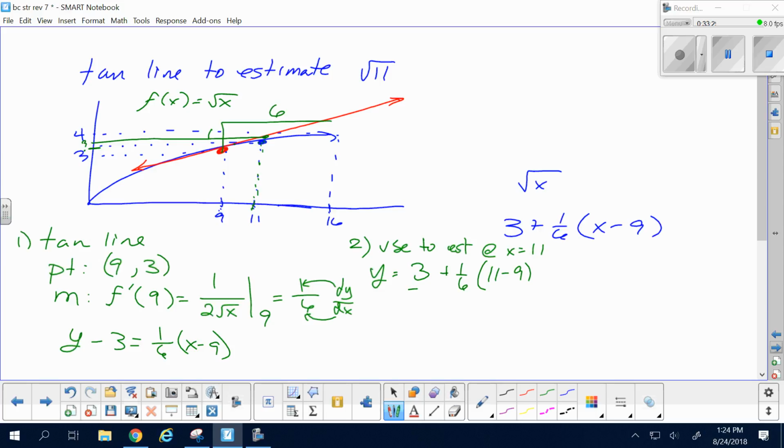It's for every 1 y, it's 6x, or vice versa. So that's what this is saying. All right, start at 3, and then change y 1 unit for every 6 change in x. But we're not changing x by 6 units. We're only changing x by 2 units. So because of that, y won't change by a full 1, it'll only change by a third. And so you get 3 1/3, and that's just delicious. All right? So that makes sense. It's a good estimate of what the square root of 11 really is.